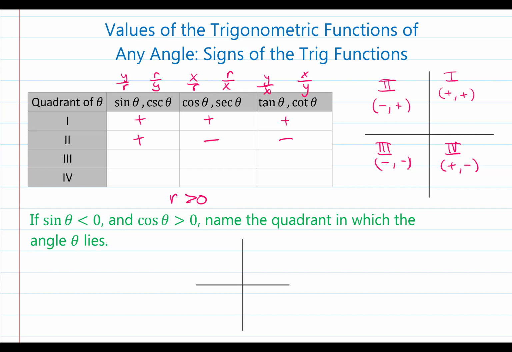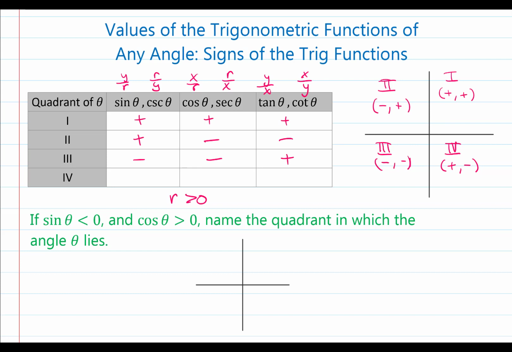Let's go to quadrant number 3, where both x and y coordinates are negative. So for sine, you have a negative y over a positive r, or cosecant, positive r over negative y, and the result is a negative ratio. Let's go to cosine. Cosine, you have a negative value for x, positive value for r. The ratio of those two will be negative. Finally, tangent is a negative value for x and a negative value for y, so negative over negative results in a positive ratio.